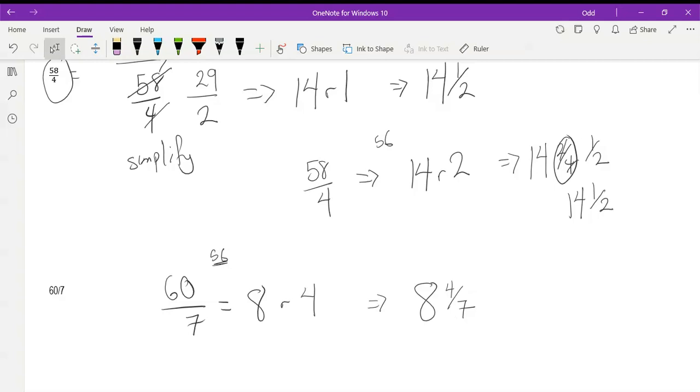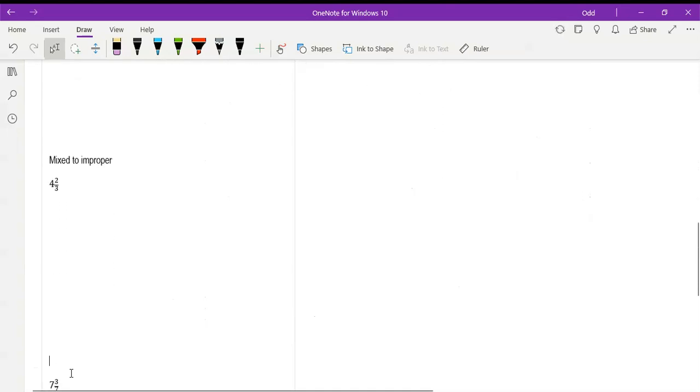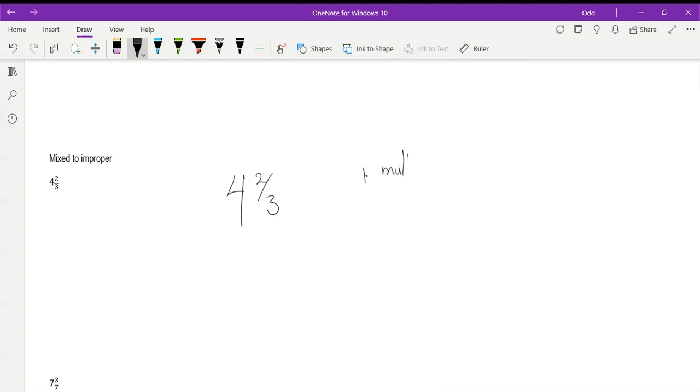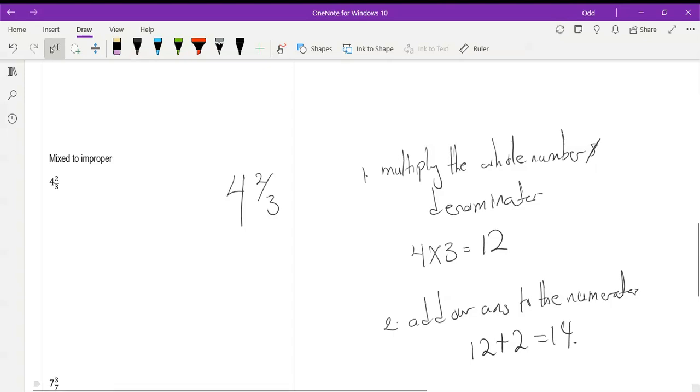Now let's try converting from mixed fractions to improper fractions. It's actually quite simple. Let's start from here. We have 4 whole number 2 over 3. So the first step is to multiply the whole number and the denominator. That will be 4 times 3, which is equal to 12. And then we add our answer to the numerator. So 12 plus 2 equals 14.